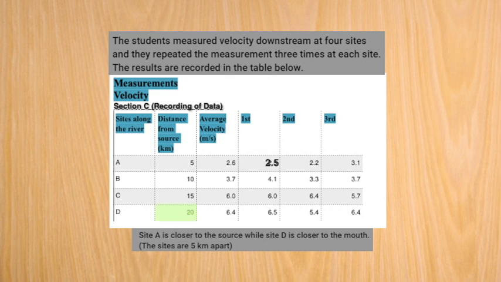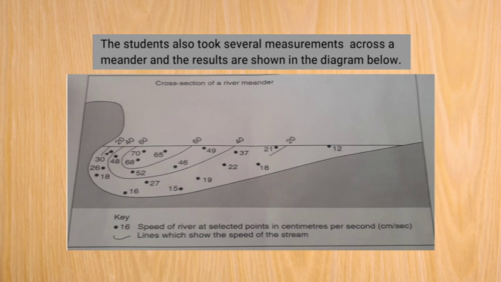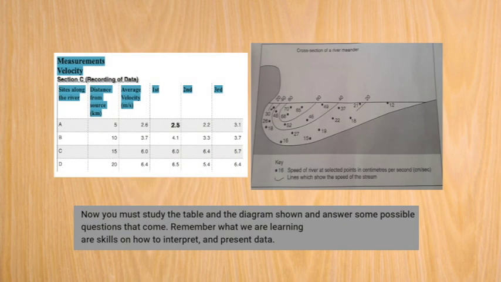Site D was 20 kilometers from the source. The first measurement was 6.5 meters per second. The second measurement was 6.4 meters per second. And the third measurement was 6.4 meters per second. The student also took several measurements across a meander, and the results are shown in the diagram below. Now you must study the table and the diagram shown and answer some possible questions that come.